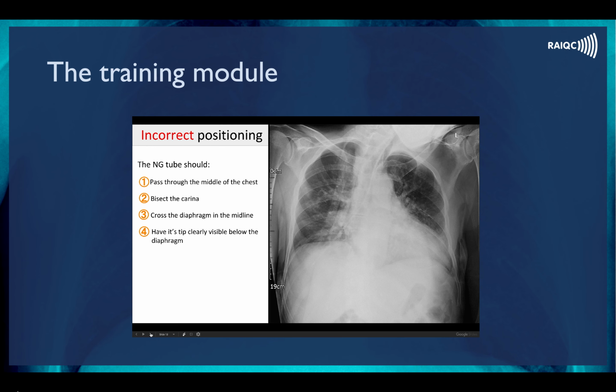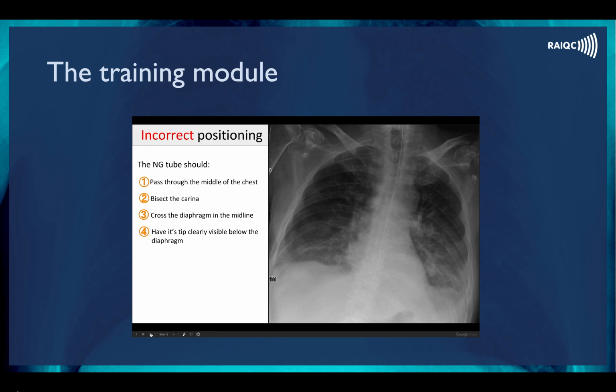We then go on to show some examples with the image on the right and to reiterate that structure on the left. In this case, it's incorrectly positioned. And the module shows the line of the NG tube and the fact that it doesn't pass through the chest, it doesn't bisect the carina, and it's not crossing the diaphragm, indicating that it could be within the right lung.